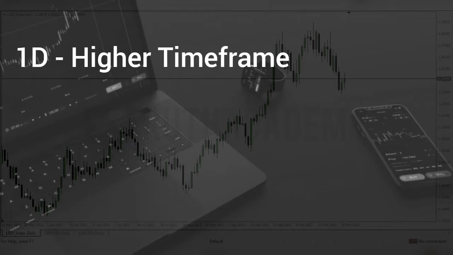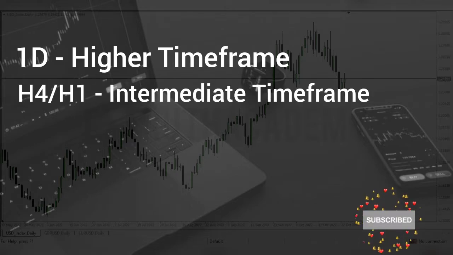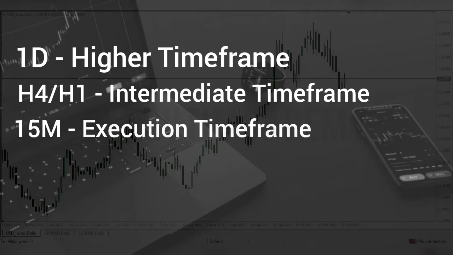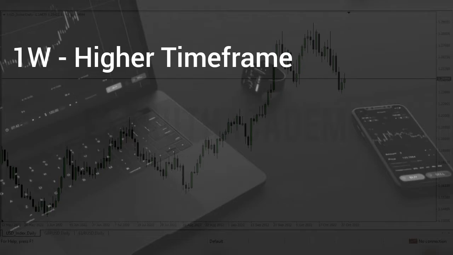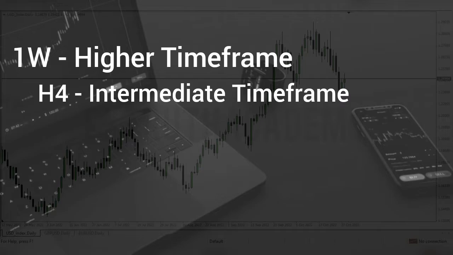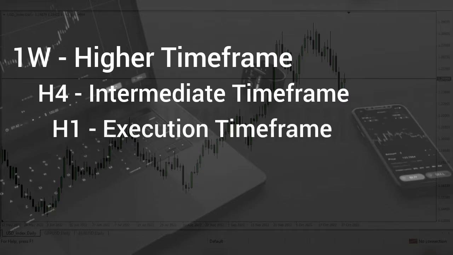The intermediate time frame relative to the daily time frame could be the 4 hour or the 1 hour, depending on how frequently you want to catch your trades. Then your execution time frame will be the 15 minutes. If you pick the weekly time frame as your higher time frame, where you're going to key off your institutional order flow, then you want to use the 4 hours as your intermediate time frame, and the 1 hour for your execution, or sometimes the 15 minutes.